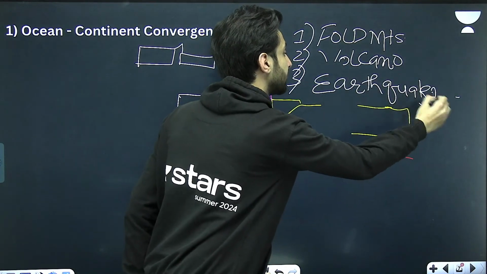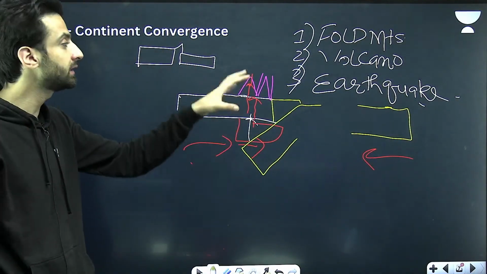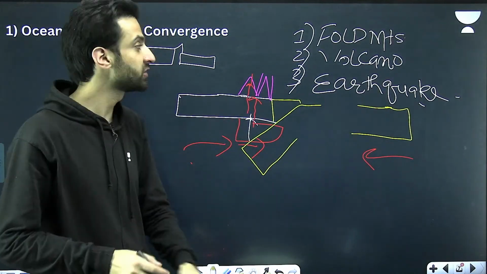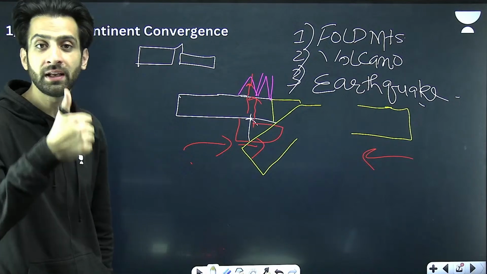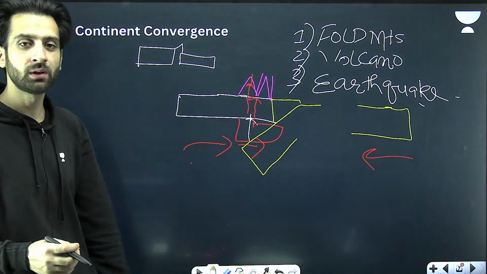So these are the things that you will usually find that are associated with the ocean continent convergence. That is about the ocean continent convergence. Plates converging will lead to fold mountains, number one, very important. Number two, volcanoes, and number three, earthquakes. You will find all these things there.